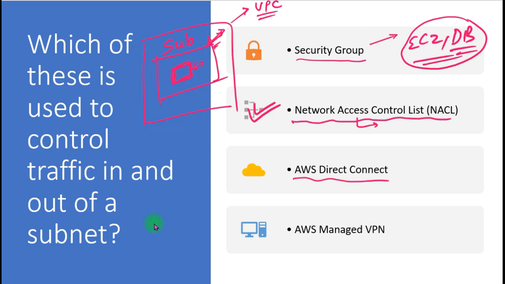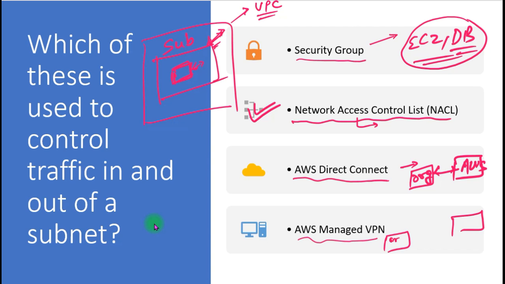AWS Direct Connect, when we need to connect our organization to the AWS cloud with a dedicated connection, then we will use AWS Direct Connect. AWS Managed VPN is something when we need to connect our organization to AWS, but it is not dedicated, it is VPN based, or we can say software defined. So this is a normal VPN connection. For this question, we want to control traffic in and out at the subnet level, so the answer will be network access control list. Let's talk about the next question now.